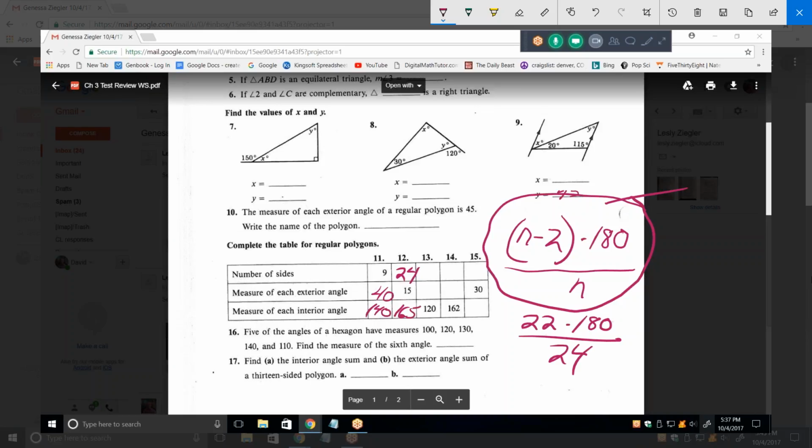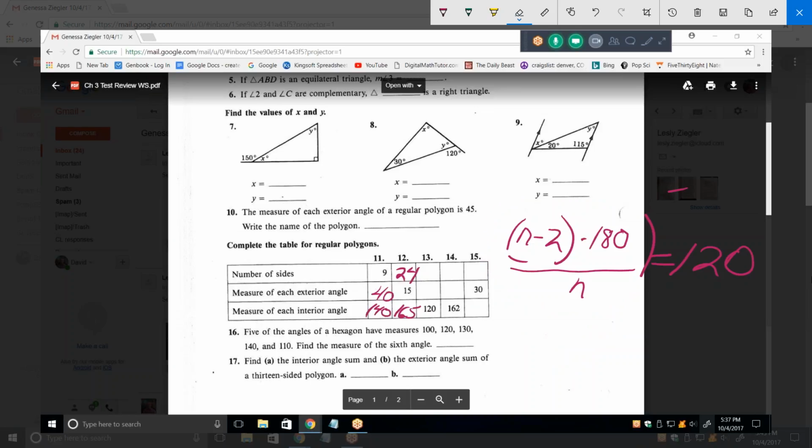Okay, now it gets a little tougher. We know that 120 is the answer to this. So I can set that equal to 120, right? And solve for n. Okay. Now, the only reason that's a little tougher is because the algebra is a little... How would you solve that? We'll test your algebra skills here.